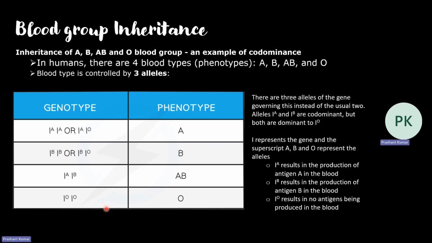Blood group is a second example of codominance, in which the AB blood group is the example of codominance. So generally IA and IB are the two dominant genes. When both are present together, both are 100% expressed in the generation. There are three alleles of a gene which control blood group inheritance, right? So first is IA, IB, and IO. I represents allele. IA results in the production of A antigen, IB is responsible for producing B antigen, and IO is responsible for not producing any antigen on the cell.